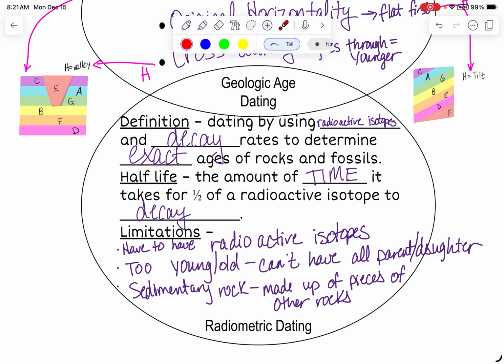And then the last limitation to radiometric dating is sedimentary rock. Sedimentary rock is made up of bits and bobs of other rock. So it's got little chunks and pieces. And so are you taking a piece of what it's made up of? Are you taking a piece of the stuff that glues those pieces together? And so you can't really use radiometric dating to tell the age of a sedimentary rock because it's made of bits and bobs of other rocks.